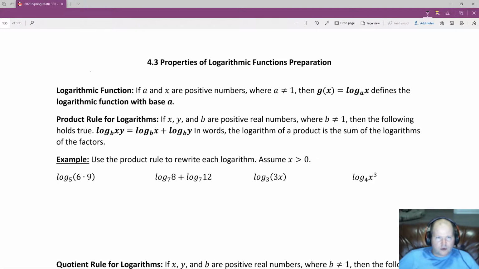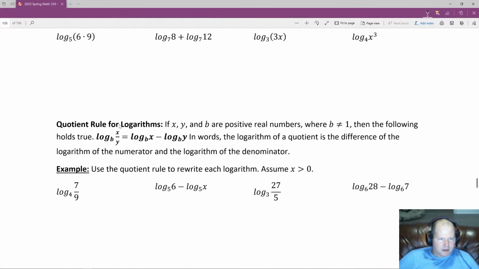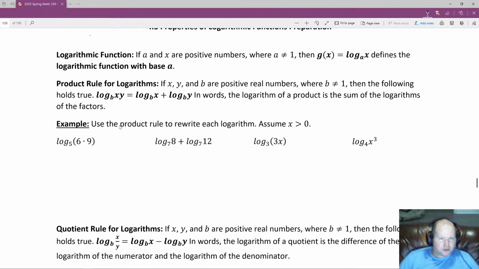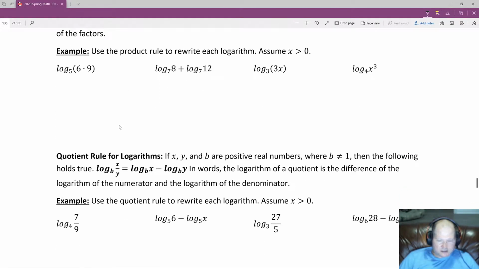All right, we're going over 4.3 properties of logarithmic functions preparation. So we're going to go over the product rule, the quotient rule, and the power rule. Okay, so first, the product rule. I'm going to dive right in and do some examples.